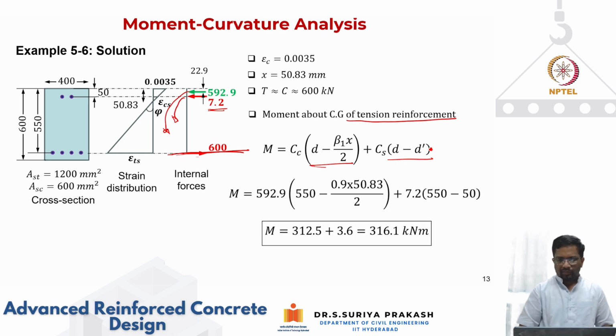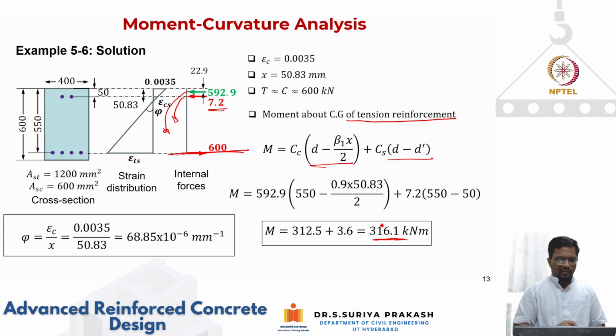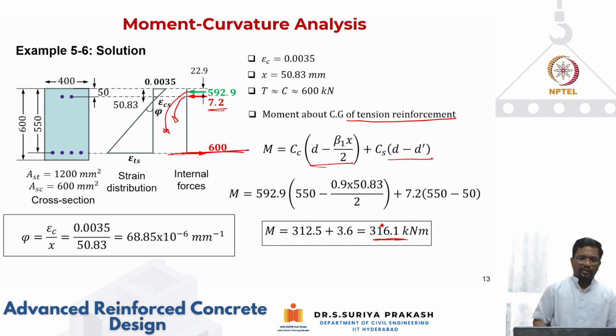Once you plug in these values, you get a moment resistance of about 316.1 kilonewton meter. In fact, this is exactly similar to the capacity we got for your singly reinforced section also with only 1200 mm square. So by putting compression steel of 600 mm square, you see that the moment capacity has not really increased much. Now let us look at what is happening to curvature.